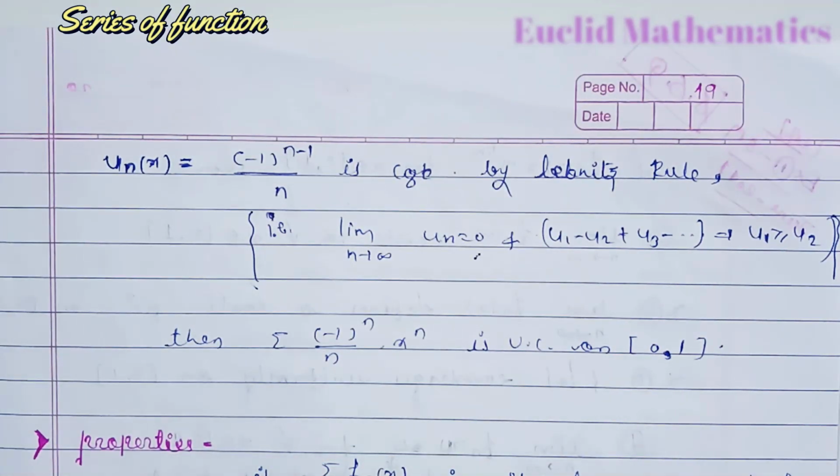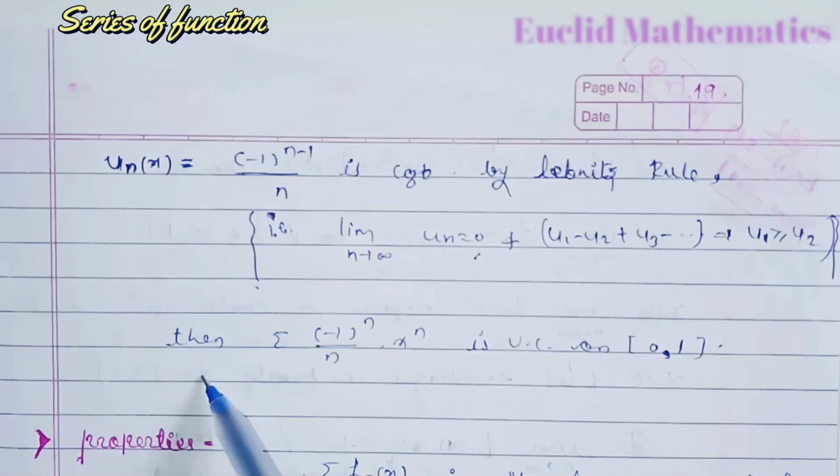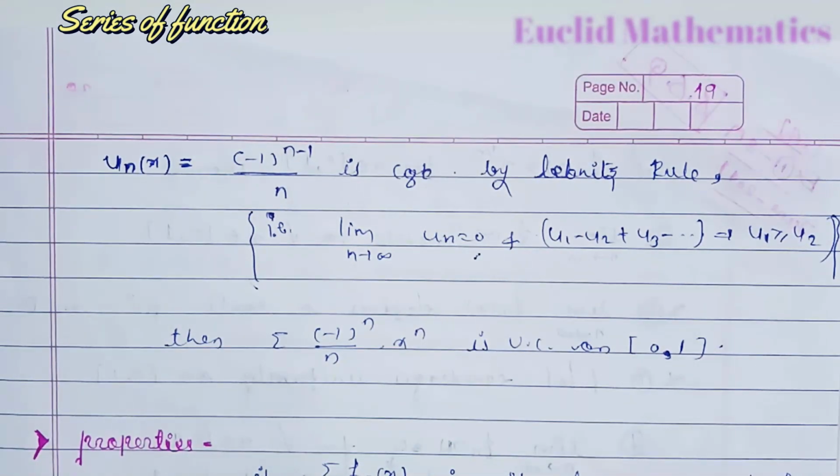So if it is uniformly convergent, then we can say that our whole sequence of functions fn(x), which is (-1)^n/n times x^n, is uniformly convergent on the closed interval [0, 1]. So this one is the example on Abel's test. I hope you all have understood.